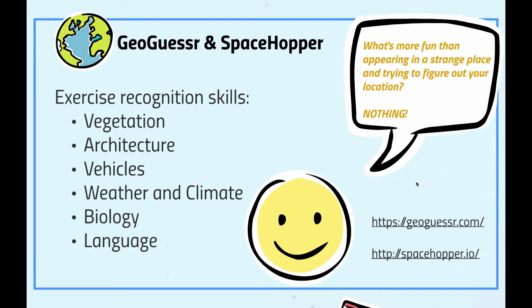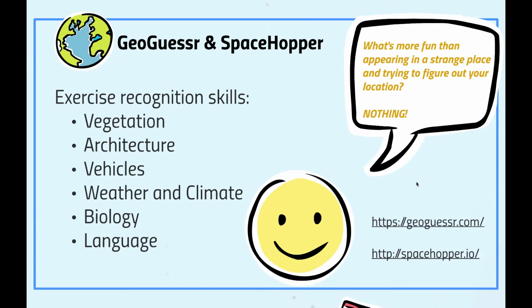It's really cool. GeoGuessr and Spacehopper display a place in the world using Google Street View or images that people have taken around the world. You don't know where you are, but you can look around and move around to see if there are clues in the picture. This is a great tool to have students learn about other cultures, and it's a game. You can compete against friends to see who was closest in identifying the location.